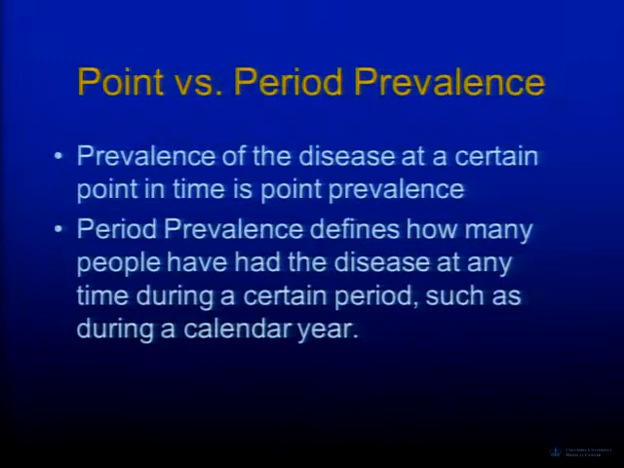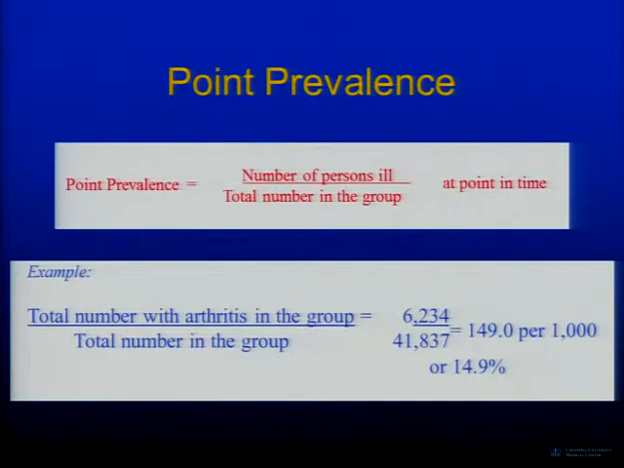I'm going to go through a couple of mathematical examples to make it a little more clear. With point prevalence, I'm asking how many people are ill divided by the total number in the group at a certain point in time.